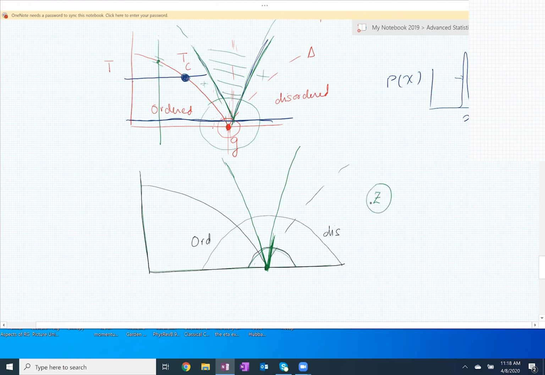Yeah, I know. The condition seems like temperature is much larger than (g minus gc) to the power z nu, something like that. But where do we use that definition? Where is it coming from?